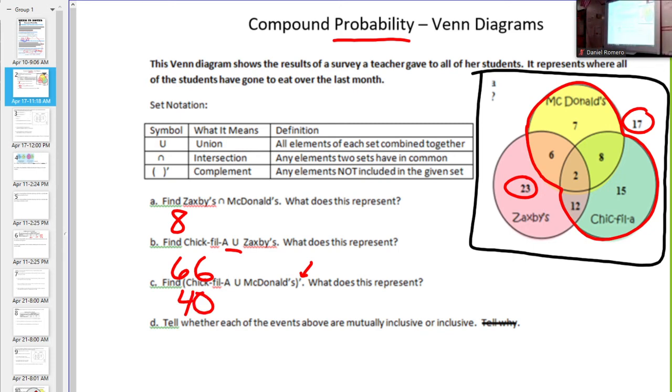And what does that represent? It represents the kids that have not been to either Chick-fil-A or McDonald's, or being the key word for students.